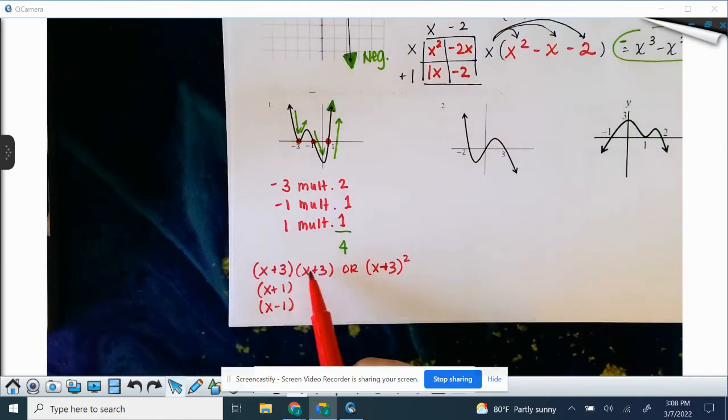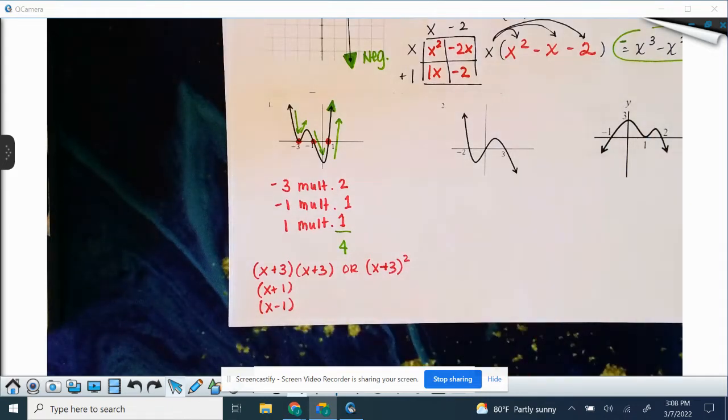So 1, 2, 3, 4. Or you could use this guy this way. As far as multiplying it times each other to get the final answer.